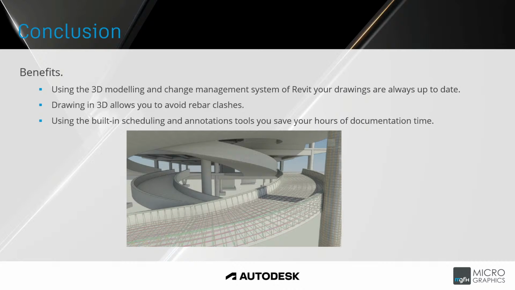You can also very quickly pick up clashes if there are any, and obviously that saves time and money in the long run. And the schedules are always up to date, meaning that if you delete a bar or you change a bar or do something, it's reported in the schedule. That saves you a lot of time. There are also specific tools in Revit for rebar annotations that really help with saving time. You don't have to document and annotate each individual item.